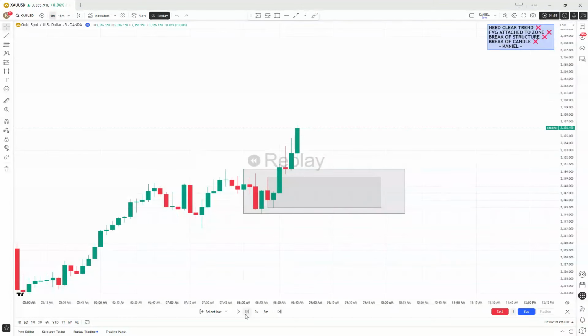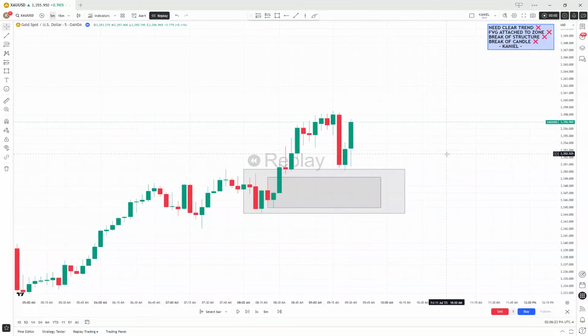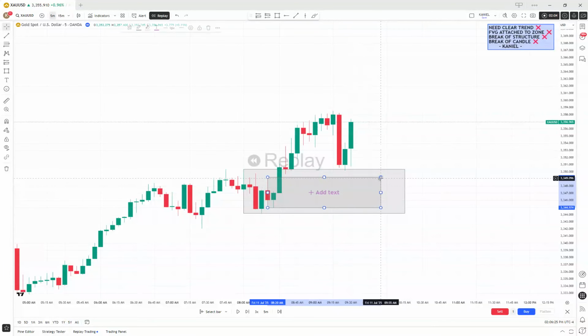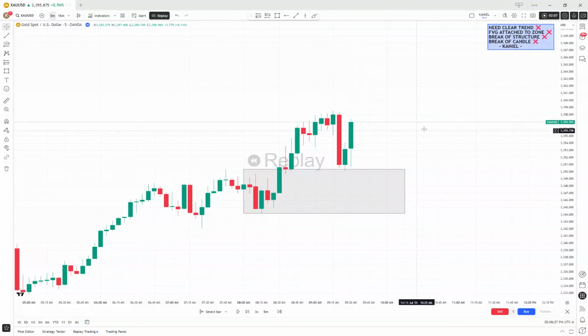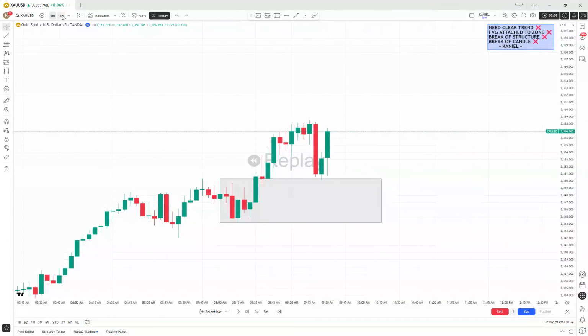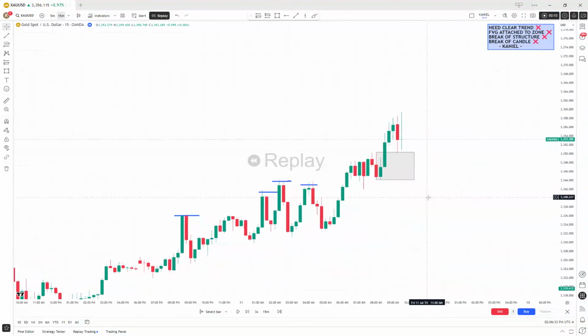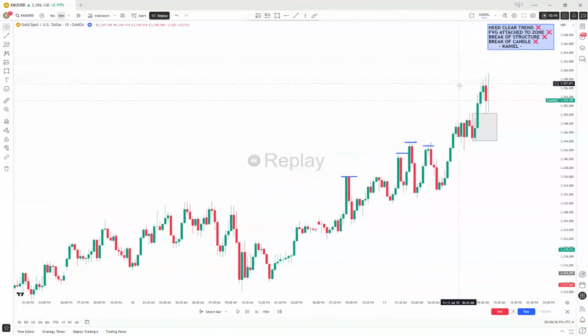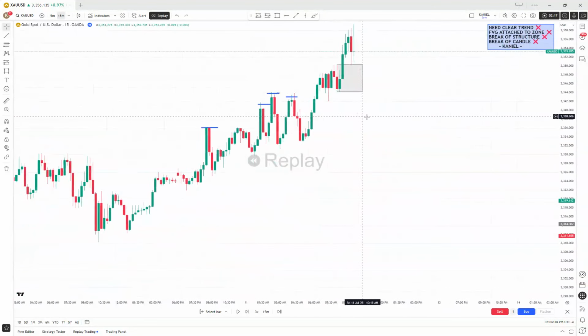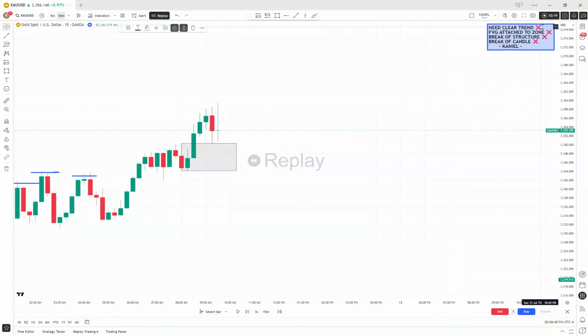So price was playing out more. It eventually gave us the top right there on the 15-minute demand zone. Let's go to our checklist right now. So clear trend, price is just going up. So you can tick, give it a check for clear trend.